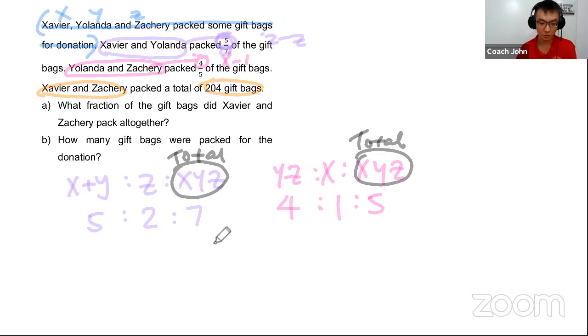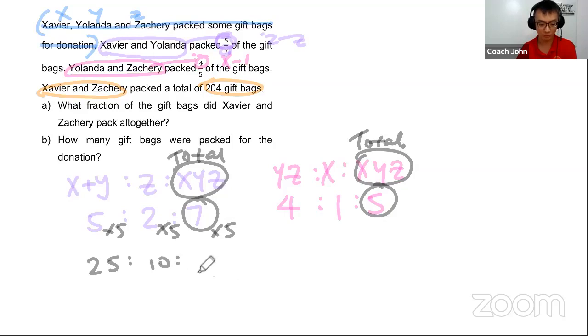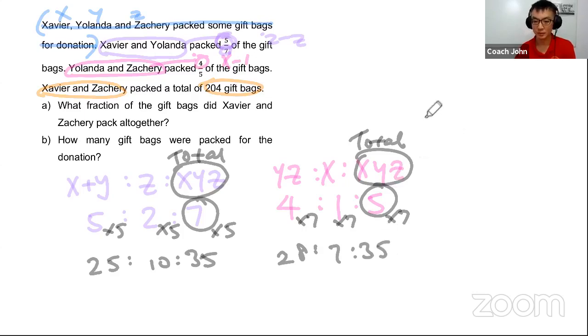So what is the common multiple of 7 and 5? There's 35, right? You want to make sure that your child is able to do lowest common multiple easily as well. So times 7, times 7, times 7, 28. Then 7, 35.